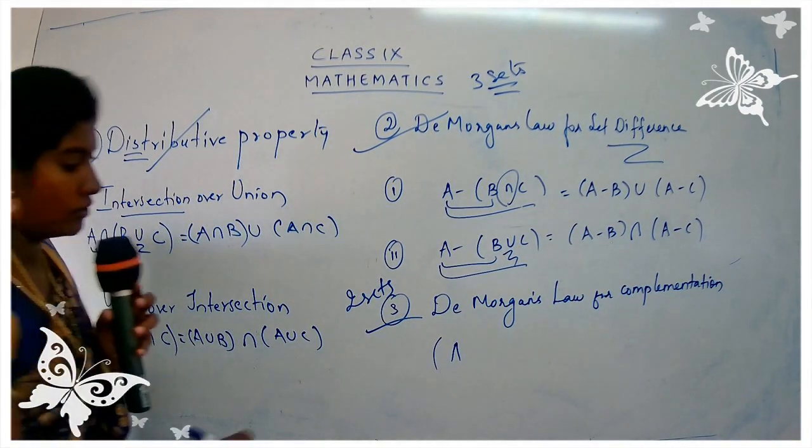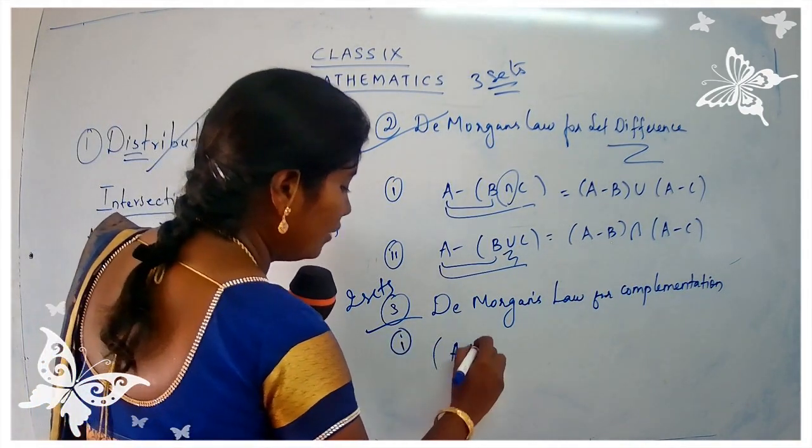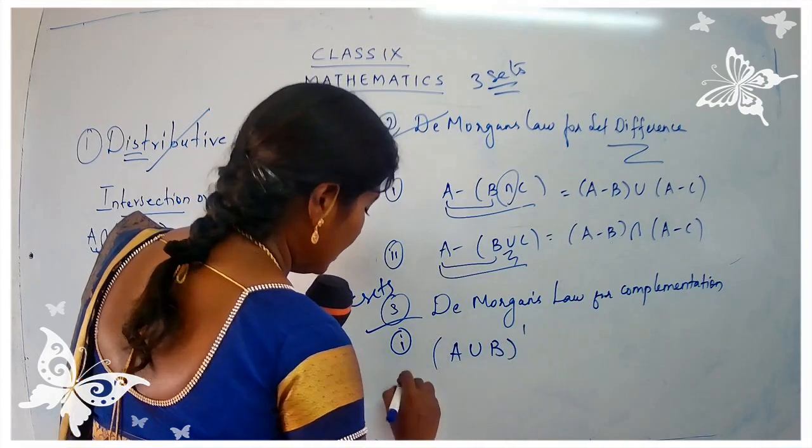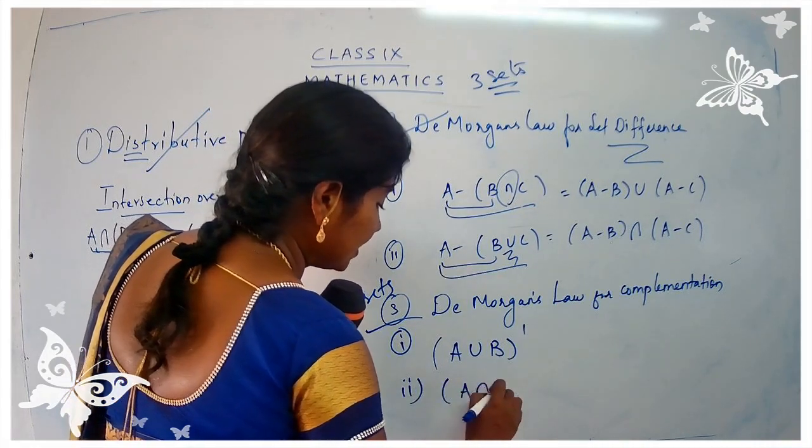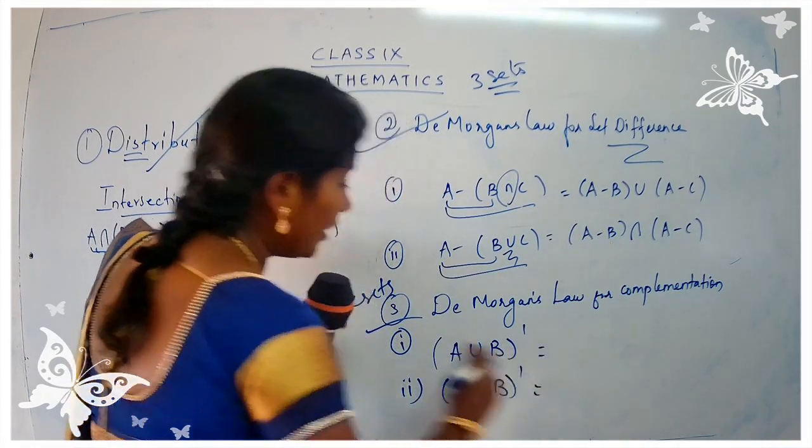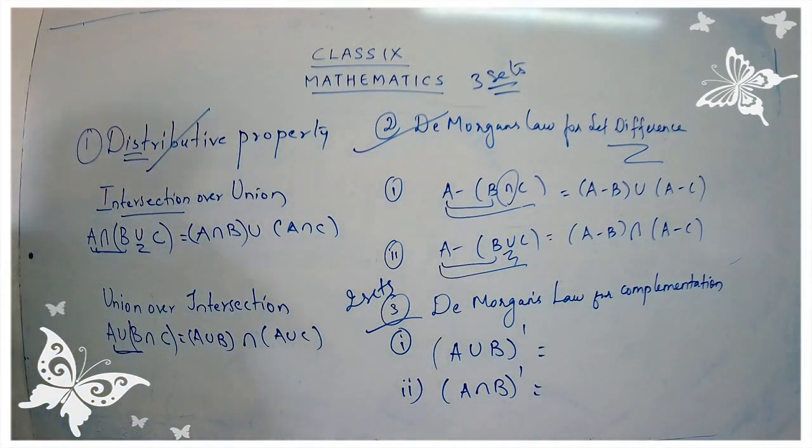So let us take down the two cases. The first one was A union B the whole dash, and the second one, A intersection B the whole dash. Okay, what is A union B the whole dash? Very simple.